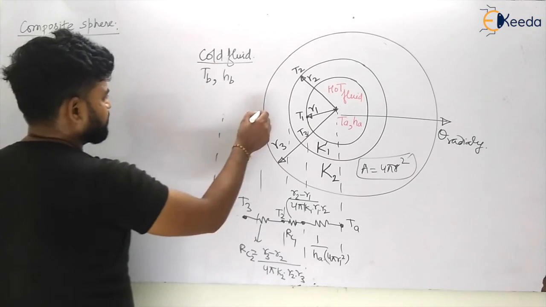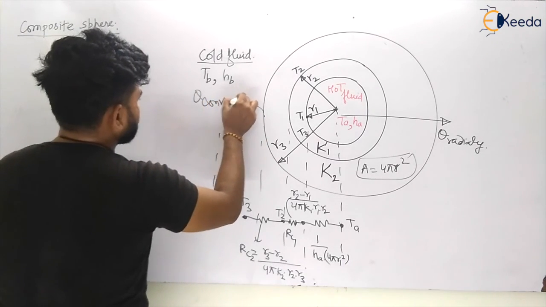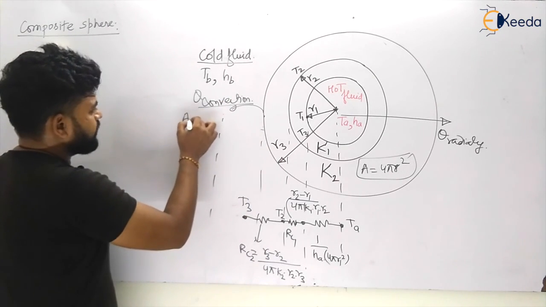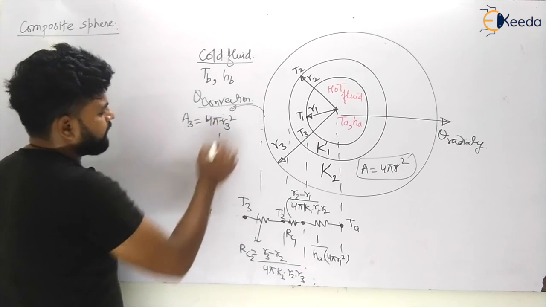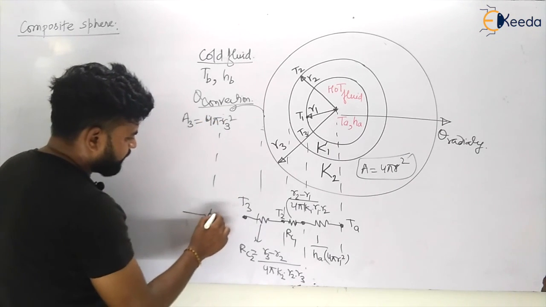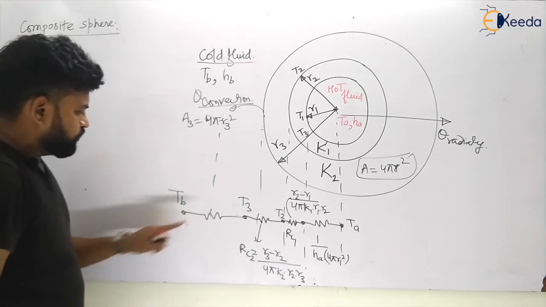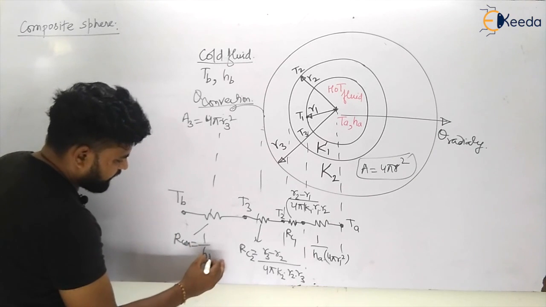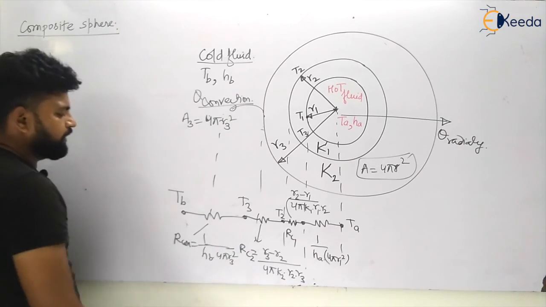Now there will be again some convective resistance here because there will be heat transfer by convection from the outside area. What is the outside area here? So A3 is nothing but equal to 4 pi R3 square, my dear students. This is your TB. So this convective resistance can be given by 1 upon HB, again area, that is 4 pi R3 square.